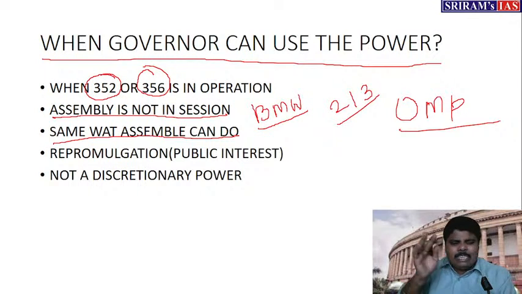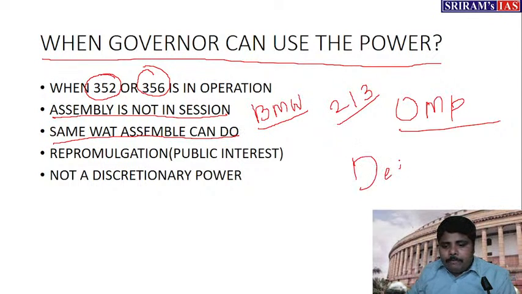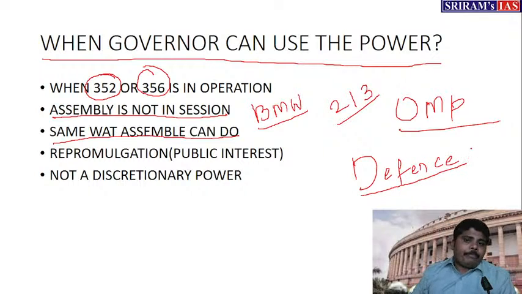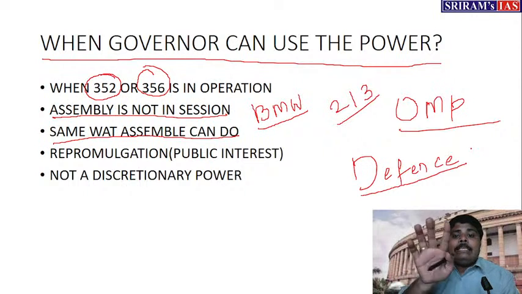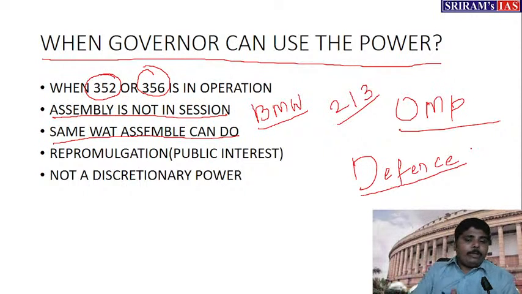A very simple example. In the case of India, defense comes under an entry in the union list. In the union list, only Parliament is empowered to make a law. The state cannot make any law on it. If the governor wants to promulgate a law or an ordinance on defense, then that is impermissible. So he cannot do that. He can do only what the state legislature is able to do.